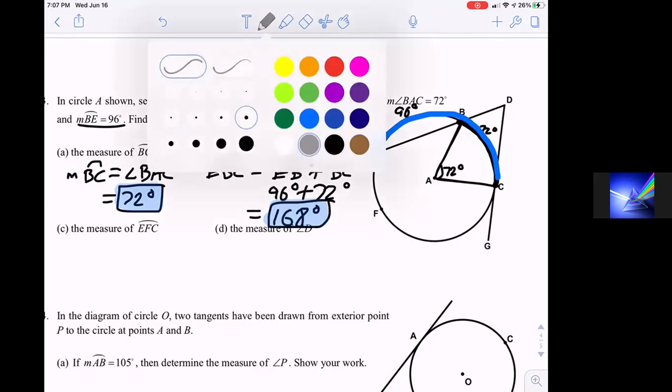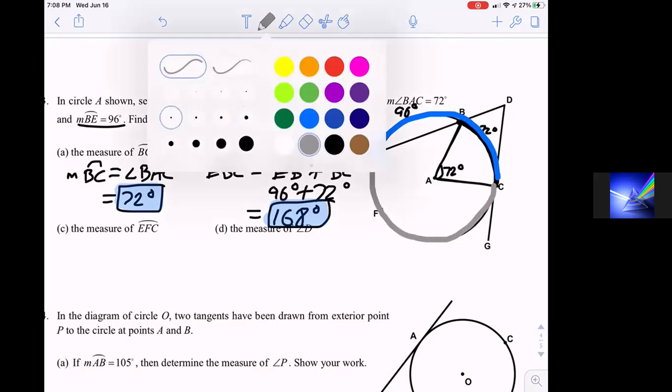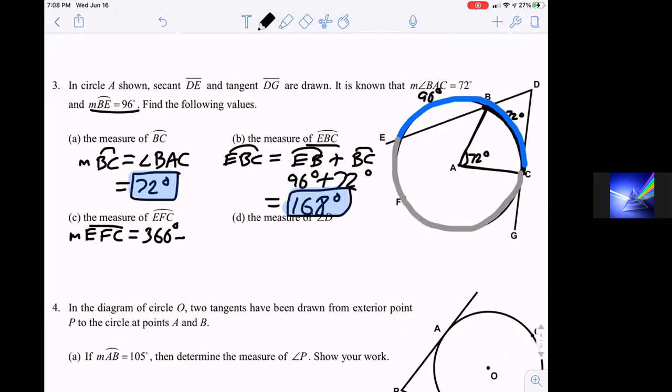Okay, now find the measure of arc EFC. Well, EFC is the gray arc, the rest of the circle. If it's the rest of the circle, then the whole thing has to add up to 360. So to find the measure of arc EFC, we're going to take the whole circle measurement, which is 360, and subtract the blue arc EBC. So blue plus gray has to add up to 360. If I subtract the 168, which was this answer here, then the measure of arc EFC, not line segment, this is arc, sorry about that, is 360 minus 168, or 192 degrees.